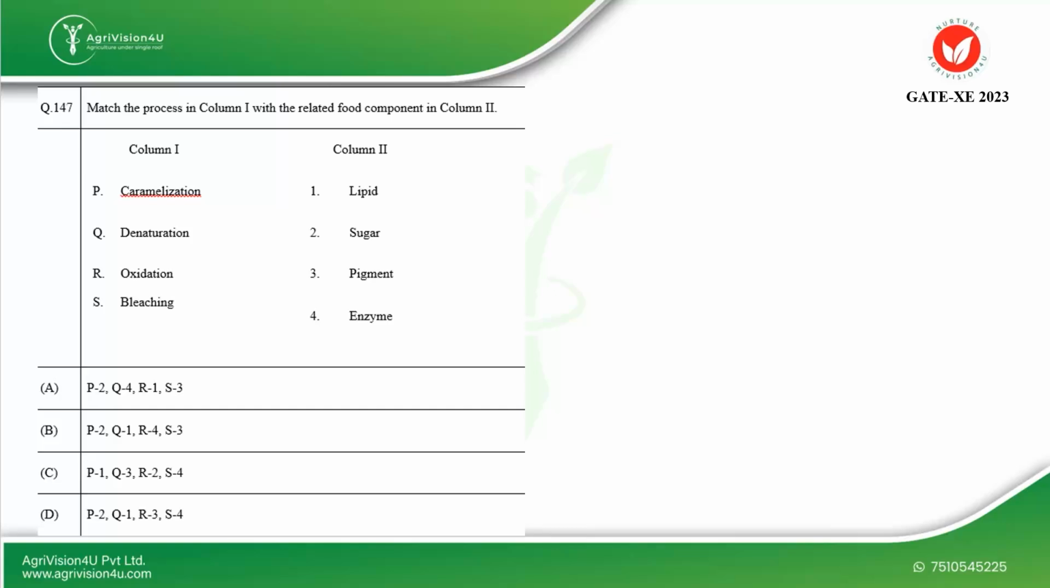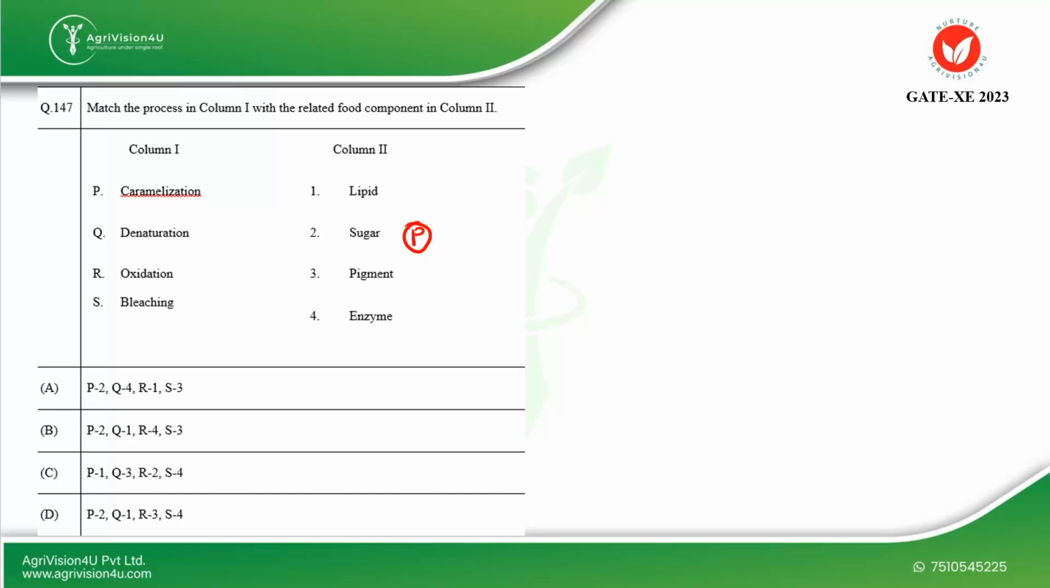Next question, match the process in column 1 with the related food component in column 2. First one, caramelization. So caramelization, we have studied this n number of times. What is it? It is a process which involves the breakdown of sugar into complex mixtures of compounds, which gives it a brown color and a sweet caramel flavor. So it is basically related to sugars.